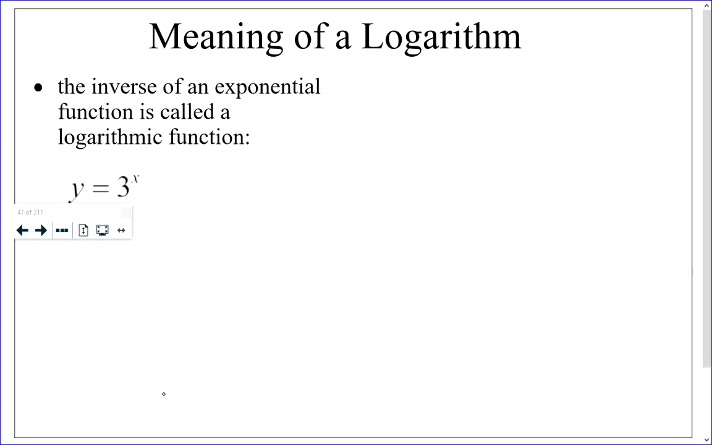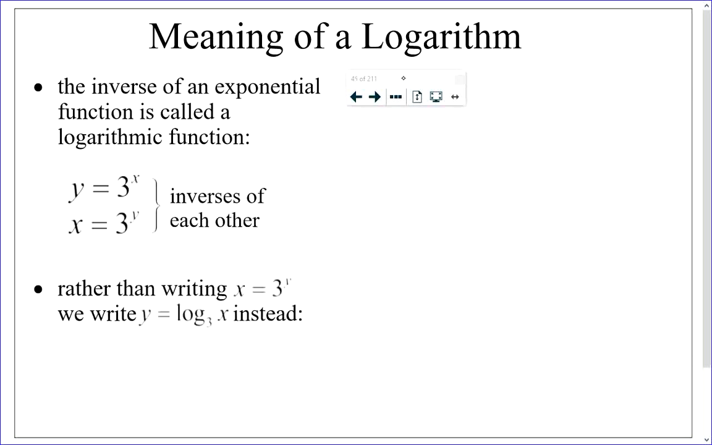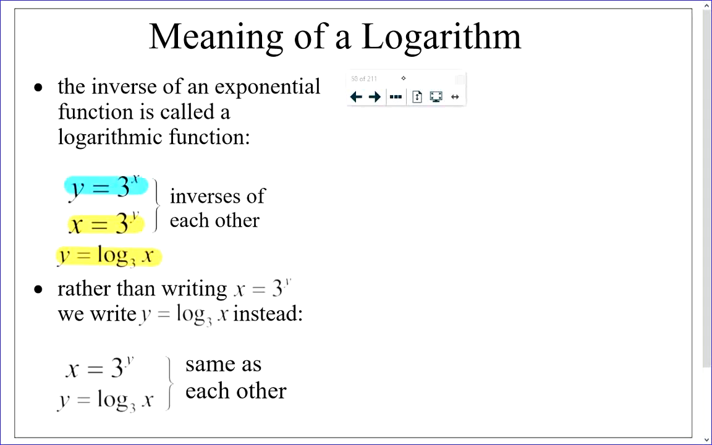Meaning of a logarithm: the inverse of an exponential function is a logarithmic function. So you're going to see in your review handout how I can ask these questions. But basically, these two functions here are inverses of each other. But rather than writing x equals 3 to the y, you should know, this should be easy, you should know x equals 3 to the y means log base 3 of x equals y. So these two things are the same. Right? This is the translation from one language to the other.